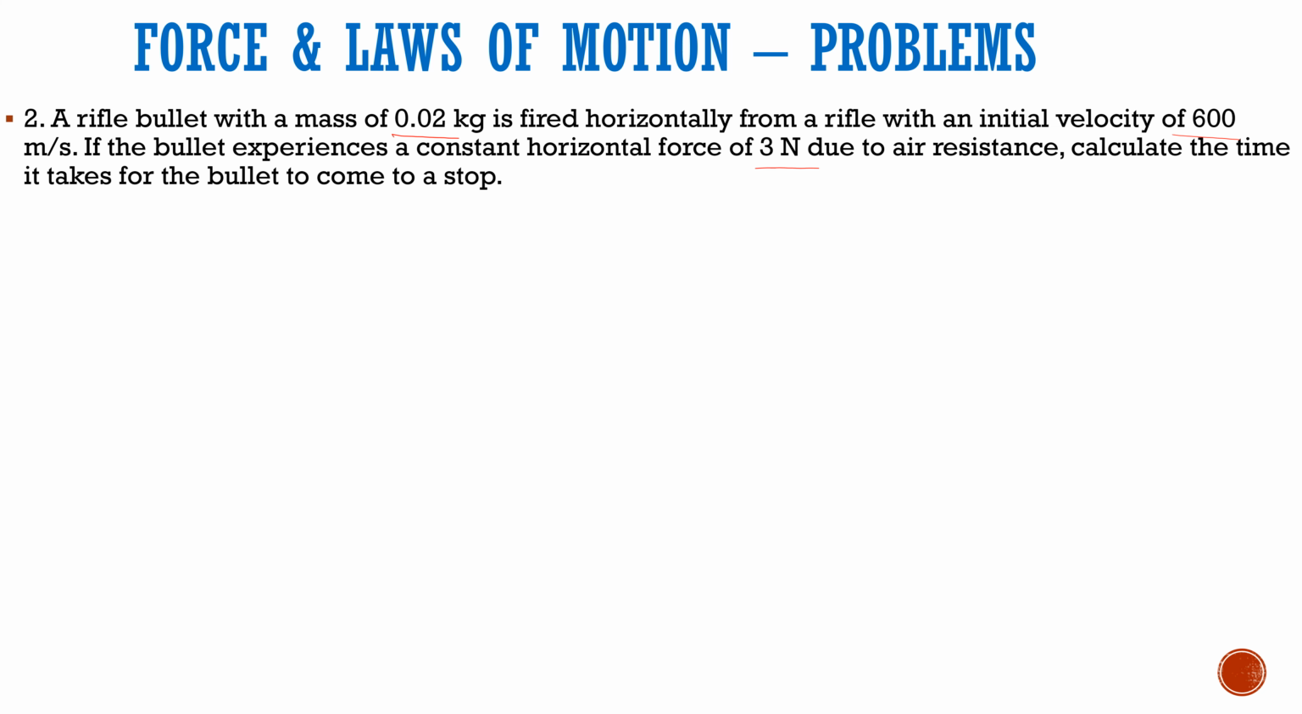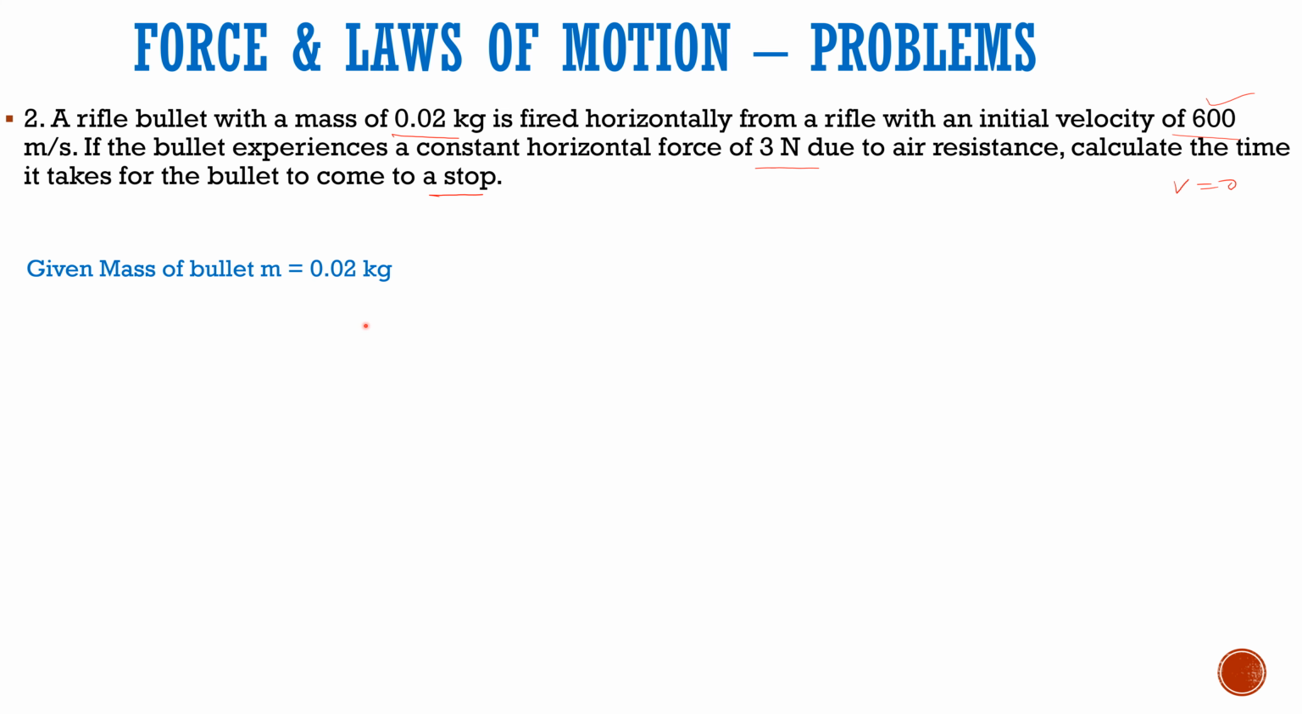So initial velocity is already given, so we know u equal to 600, m is already given. We know v is equal to 0, because final velocity to stop means velocity is 0. Then we need to find out the time it takes. So basically if we can find the deceleration that is needed for it to stop, then we can find the total time. So deceleration is what? v equal to u plus at. So with that we can find out. So let's try it. We have the mass already.